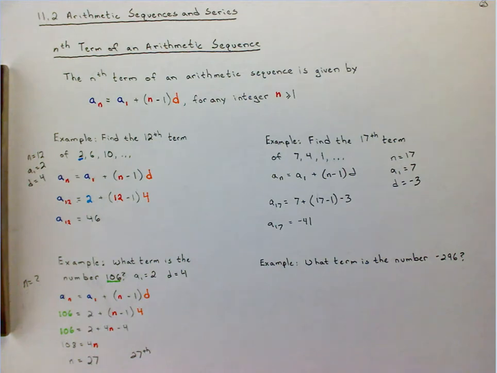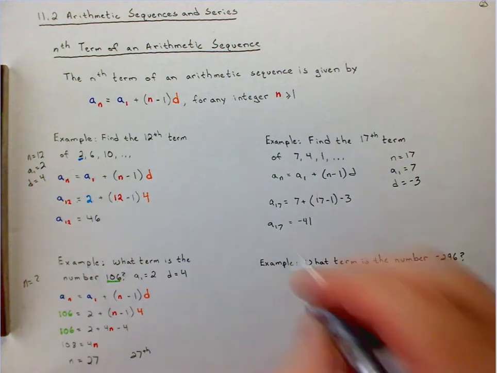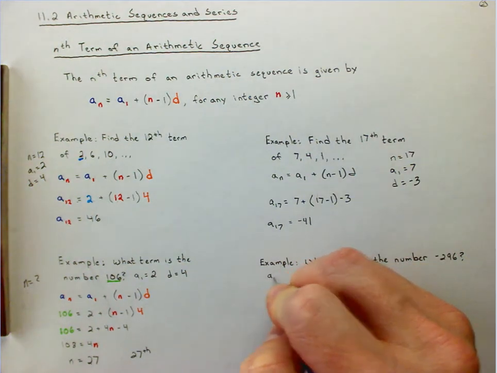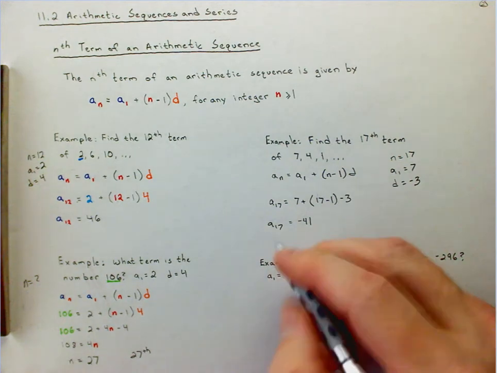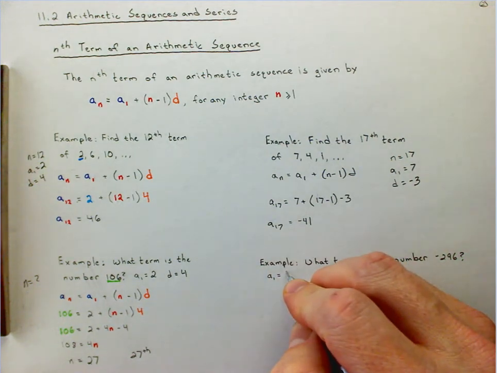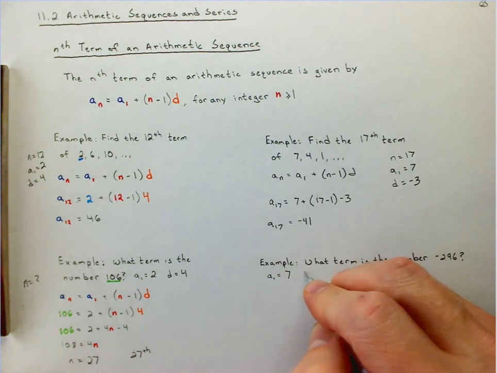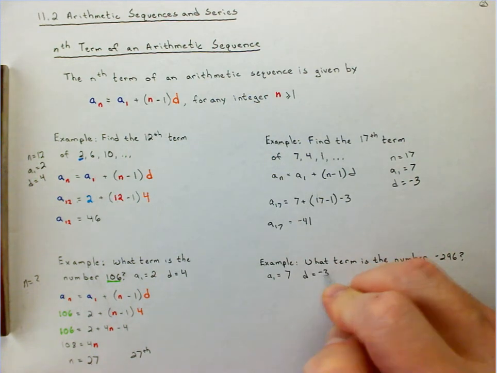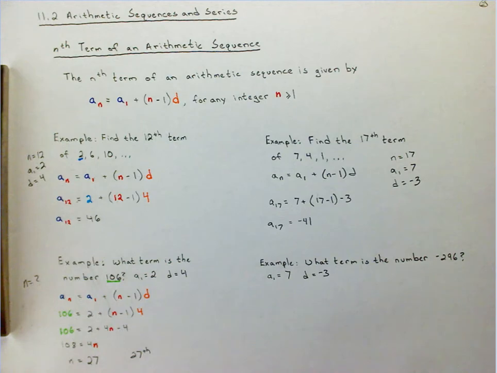So what I would like for you to do is this example. What term is the number negative 296? Excuse me. And in there, again, I didn't write that down, so a sub 1 was 7, and d was a negative 3, I believe. Alright, so you try that, and then we'll see if we get the same answers.